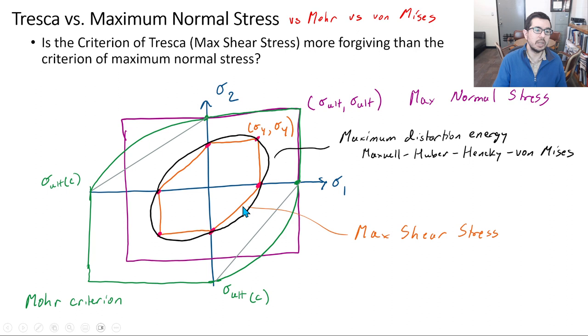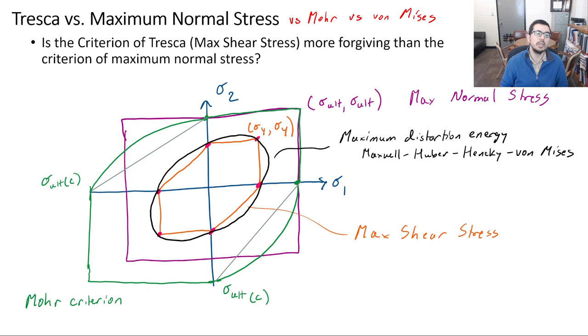Okay, but most likely it's going to be within maximum normal stress or the Moore criterion for brittle materials. But again, these are different, right? One is for brittle materials and one is for ductile materials. So it's not like we're comparing apples and apples to each other.